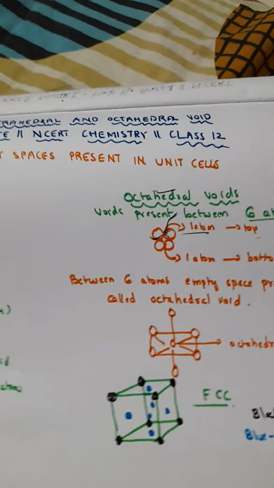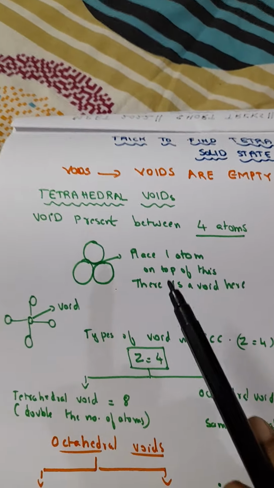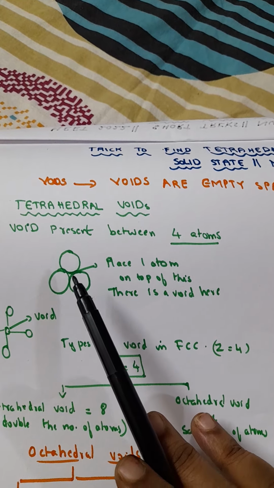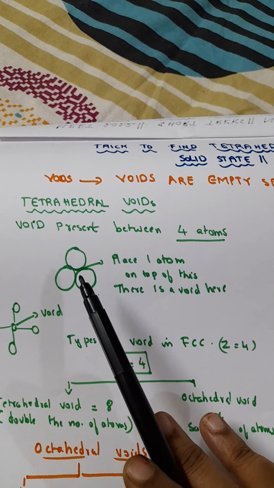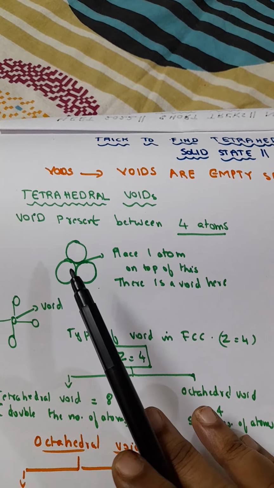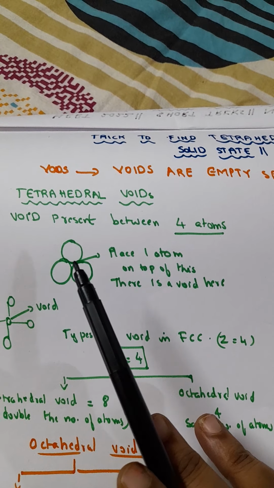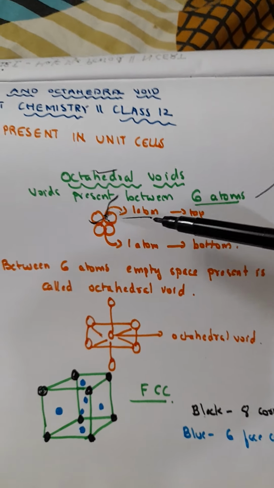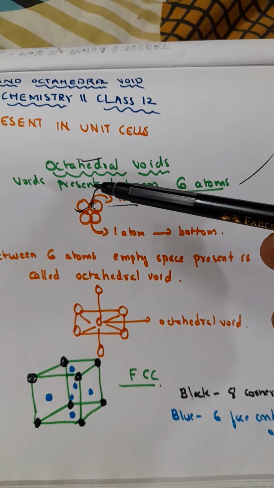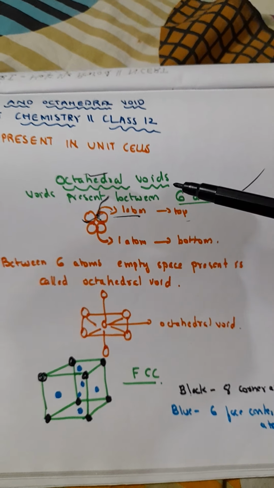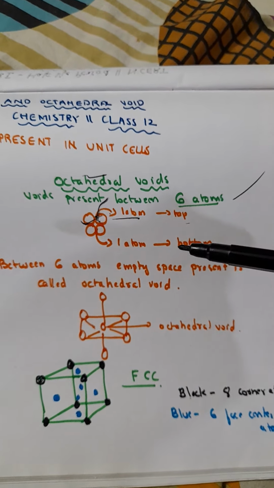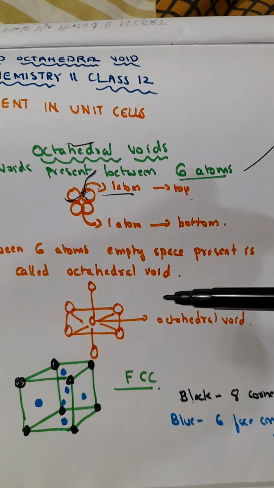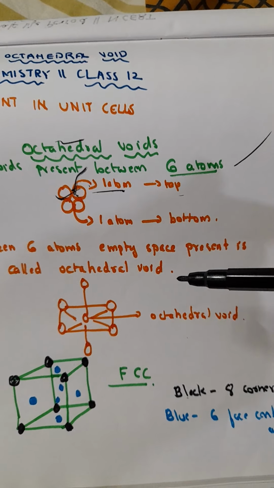Clear? So what is meant by tetrahedral void? Suppose we place 4 atoms, and then there is a void over here in the middle, which is where we place the 4th atom. So that gap is called the tetrahedral void, whereas in octahedral void we place 4 atoms, then 1 on top and 1 on bottom, so altogether 6 atoms, and between the 6 atoms there will be empty space present. That is what we call octahedral void. You can see the pictorial representation of octahedral void.